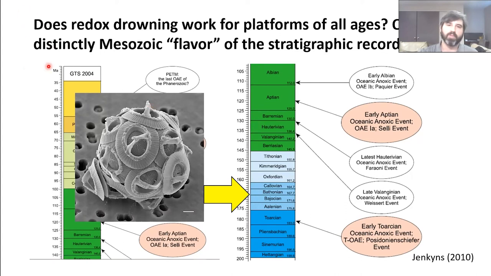And so from the perspective of what we're proposing here, I would ask myself, and I still ask myself, does redox drowning work for platforms of all ages? Do I want to go to the Devonian and use this for a Kellwasser event or something like that? Or is what we've outlined really a distinctly Mesozoic flavor of stratigraphic packaging that is only really valid for a short period of Earth history, and helps explain some of the differences between events that nominally share the same trigger, which is this volcanism, but seem to be expressed differently within the rock record.